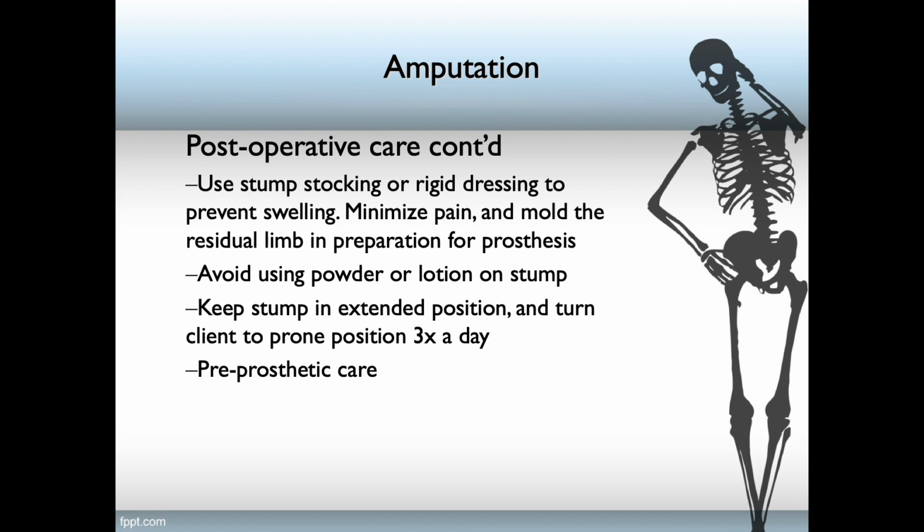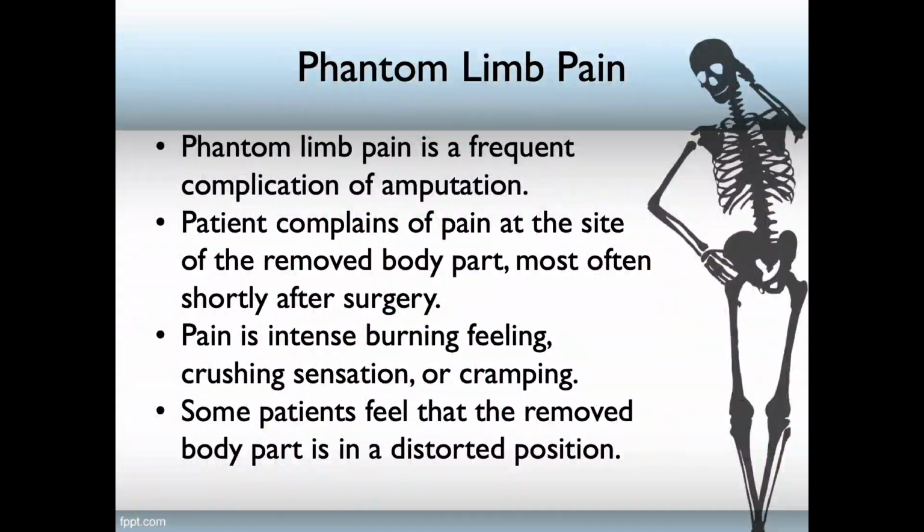You should keep the stump in an extended position and turn the client to a prone position 3 times a day, and begin pre-prosthetic care, that is, mentally, emotionally, and physically. Phantom limb pain is a frequent complication of amputation. In phantom limb pain, or PLP, the patient complains of pain at the site of the removed body part, most often shortly after surgery. This pain is intense, can be a burning feeling, a crushing sensation, or cramping. Some patients feel that the removed body part is in a disturbed or distorted position.